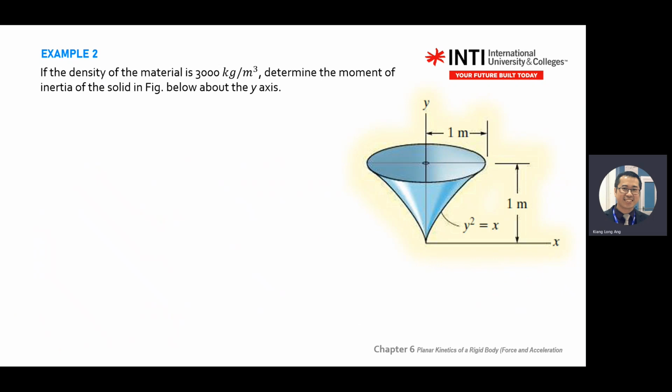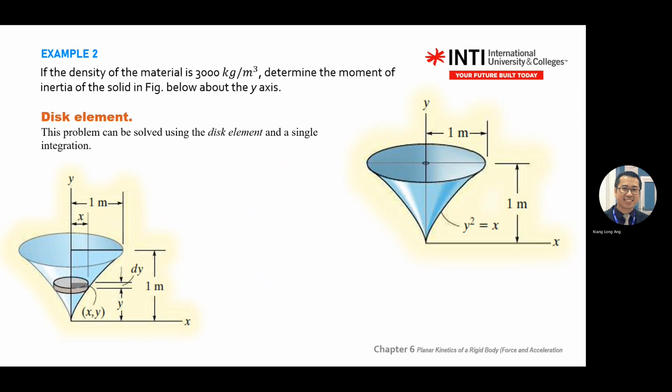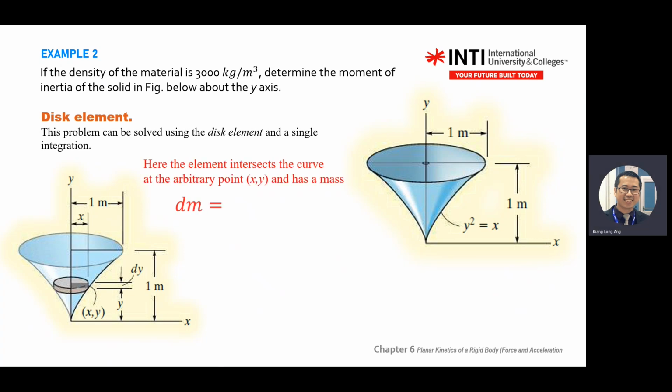This is another example where you have x and y, but a different shape. The density of the material is given; determine the moment of inertia of the solid about the y-axis. You are given the shape equation, y square equals x. So you use this element, you make a small disc element like this. You have a delta y and an xy coordinate there. So you calculate based on mass.